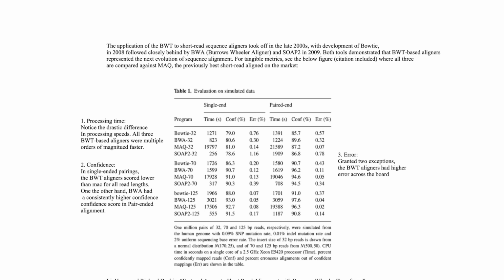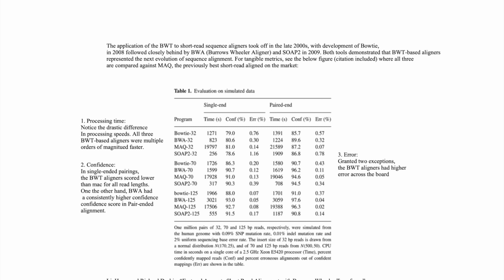Insofar as I use the term revolutionize, I'm referring to the invention of BWT-based short-read sequence aligners, or SRAs, in the early 2000s. The first of these tools was Bowtie, a 2008 program which preceded BWA and SOAP2 in 2009. Prior to the invention of these software packages, MAQ, spelled M-A-Q, was the dominant SRA in genomics. It doesn't take a close look at the figure to understand why the BWT was so revolutionary to the field of genomics. Look no further than Note 1 on processing time. Irrespective of which aligner you choose, the processing times of all three are multiple orders of magnitude smaller than MAQ across the board.